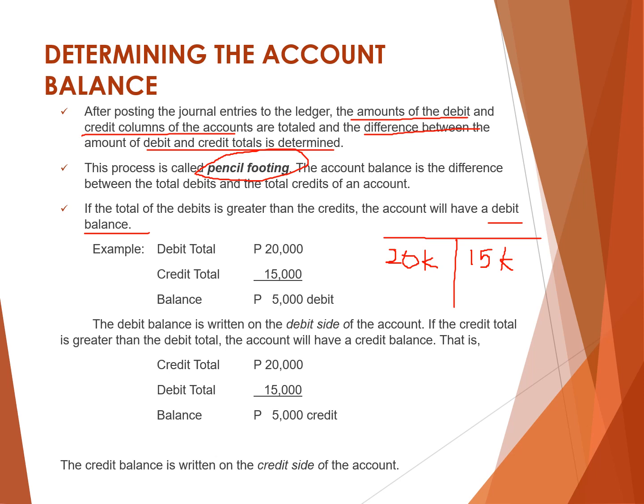Napansin niyo, di ba ito yung debit, ito yung credit. Ngayon, alin ang mas malaki, yung 20 o yung 15? Di ba ang mas malaki ay yung 20? That's why, ang balance niya ay magkano? Pag minus mo yan, 20 minus 15, meron kang 5K. Saan mo ilalagay? Dun sa side kung saan mas greater yung amount, which is the 20,000. Kaya ito yung balance niya, 5,000, tapos debit. Okay? Ganun ang pencil footing.